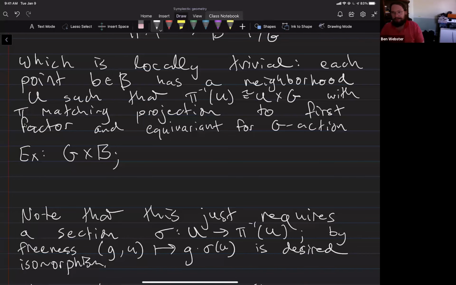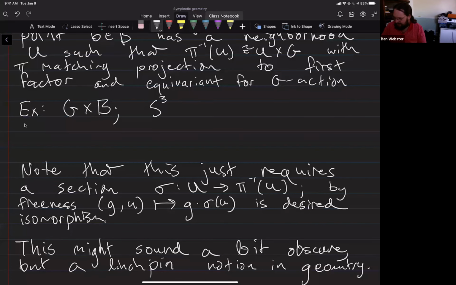But there are also non-trivial examples out there. Cannas da Silva mentions one: if I look at S3 inside C2, then I have an action of S1 by multiplication by unit complex numbers. That's a free G action. If I mod out by it, I can think of that as a principal bundle over the quotient. In this case, the quotient is S2, that is CP1. And obviously S3 is not S2 times S1. So this is the first example of a non-trivial principal bundle you should have in mind, but there are many, many more examples.